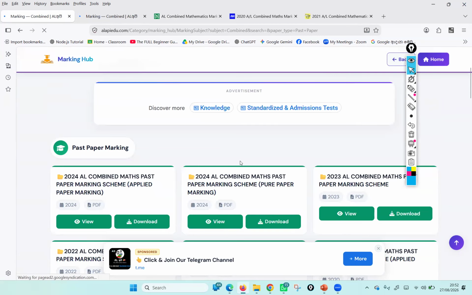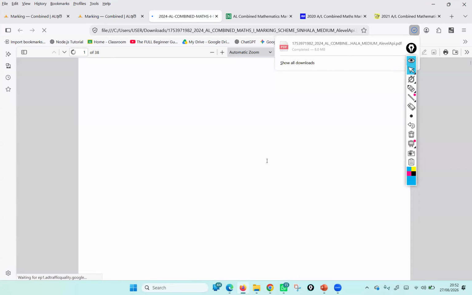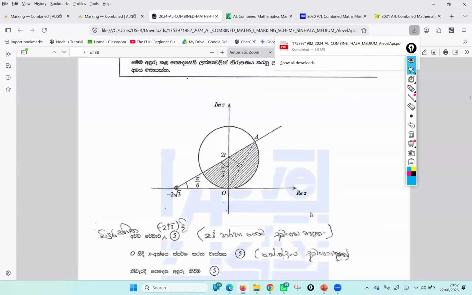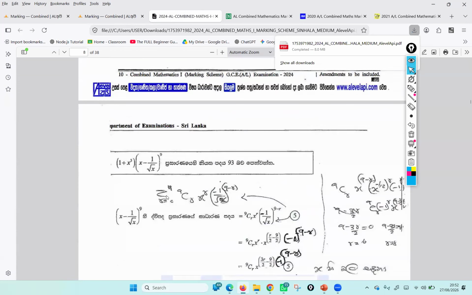Let's download. Right, so this one, applied paper. Forget about the Sinhala or English, okay? So I'm just showing the importance of limits. Okay, so you have done this NCR, right?